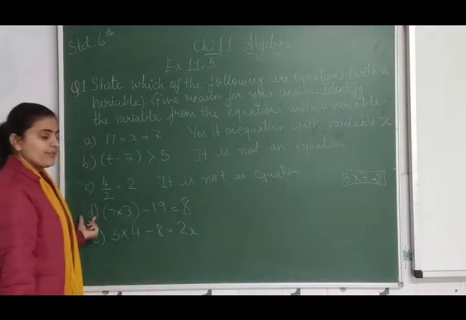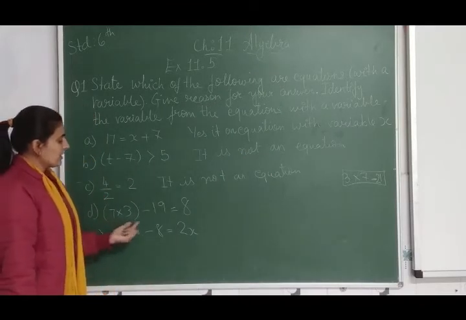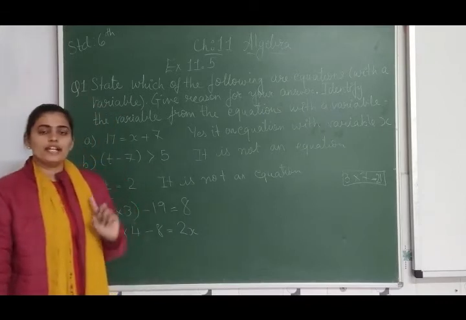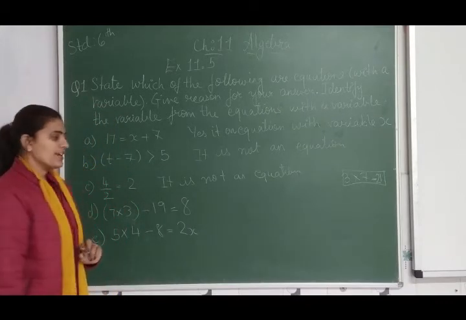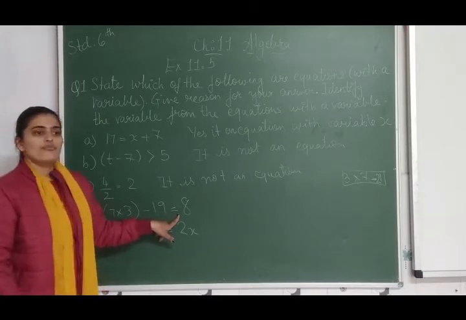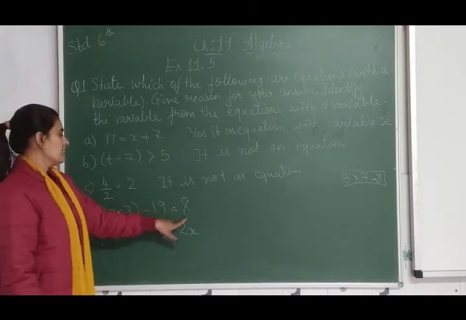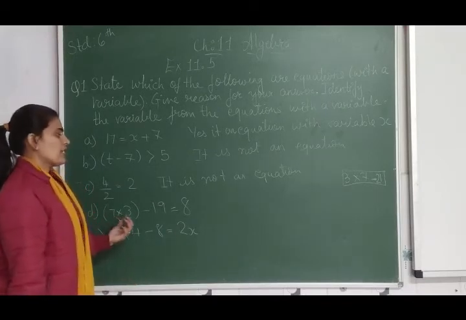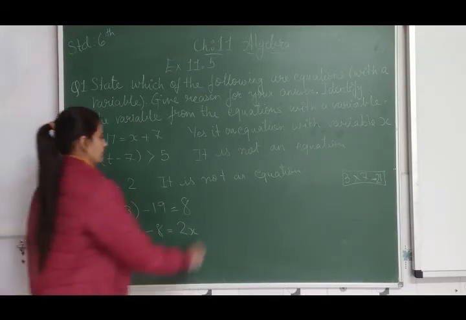Now D, 7 multiplied by 3 minus 19 is equal to 8. First of all, let us see whether an equal to sign is there or not. Yes, an equal to sign is there. Now, find out the variable. Is there any variable here? No, there is no variable. So, in the same way, it is not an equation.